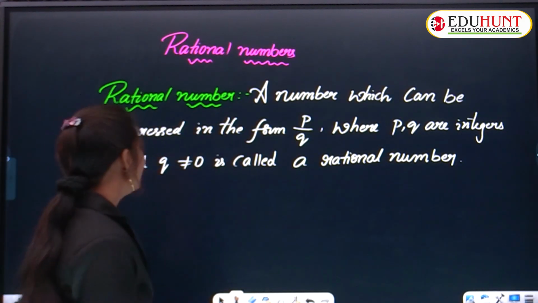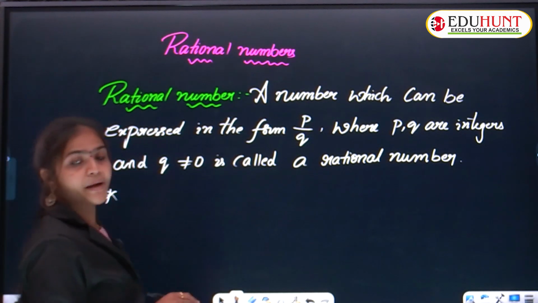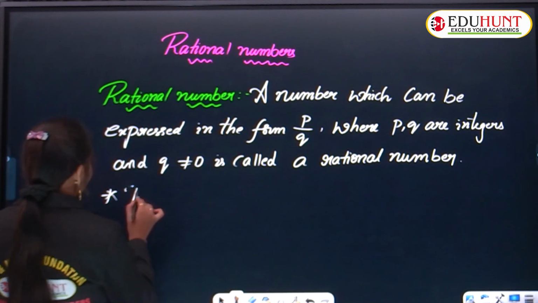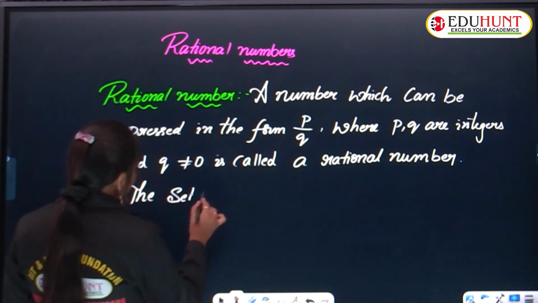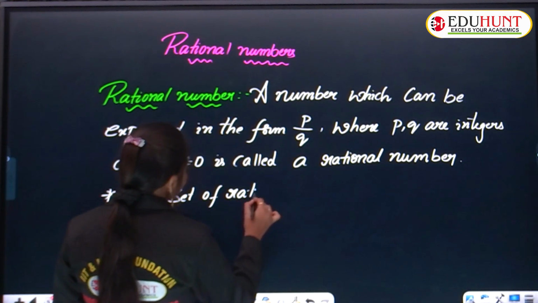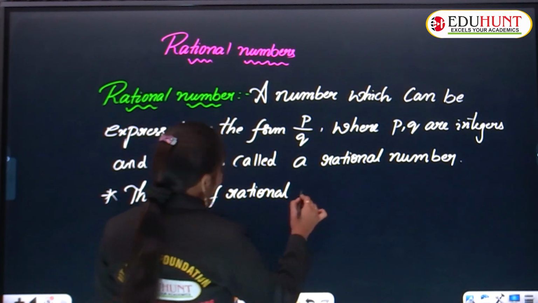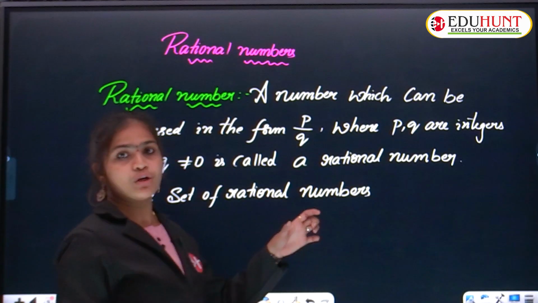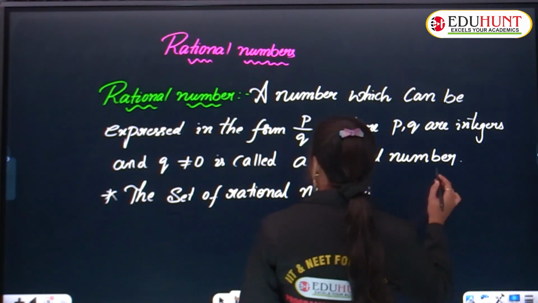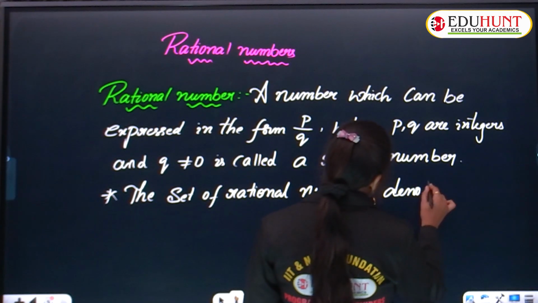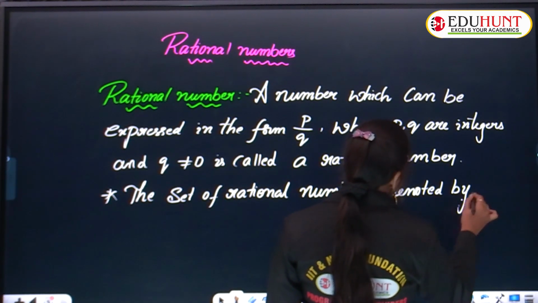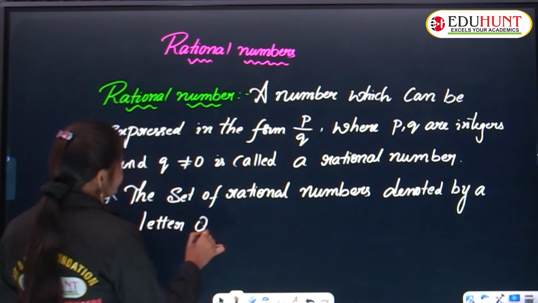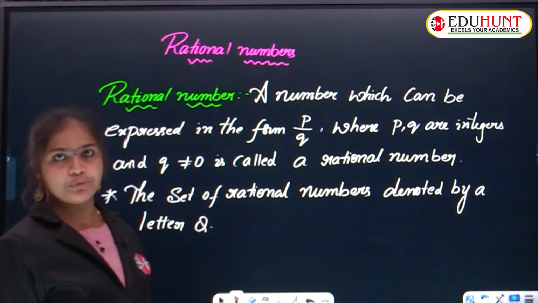Understood? And here the set of rational numbers is denoted by a letter, capital Q. The set of rational numbers is denoted by the letter Q.